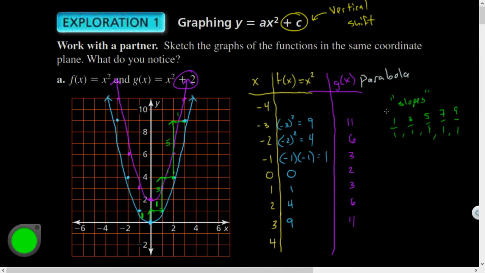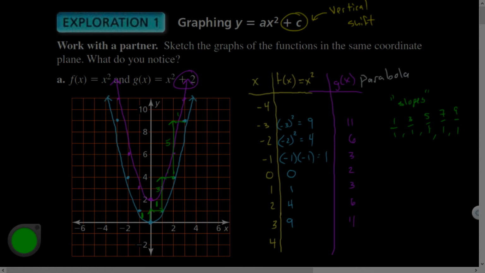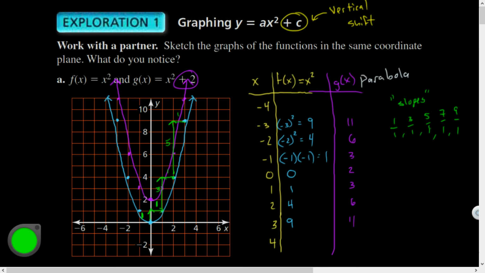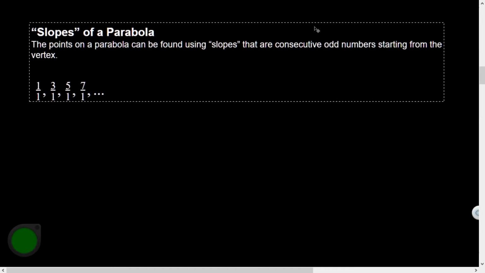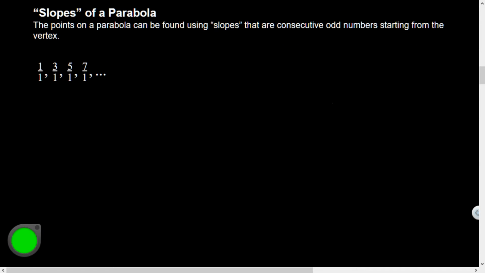Those are the what numbers? They're increasing by 2. Yep, so you're both right. So these numbers are increasing by 2. More specifically, they're odd numbers. And so one of the things that I like to think about parabolas in terms of is that the slopes of parabolas are consecutive, meaning one after another, odd numbers. 1, 3, 5, 7, 9, 11, 13, 15, 17, etc. Okay? So consecutive odd numbers.